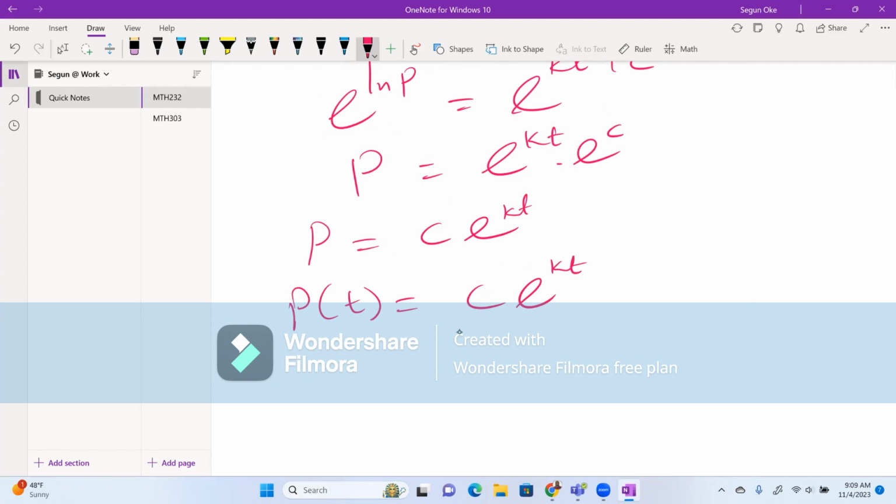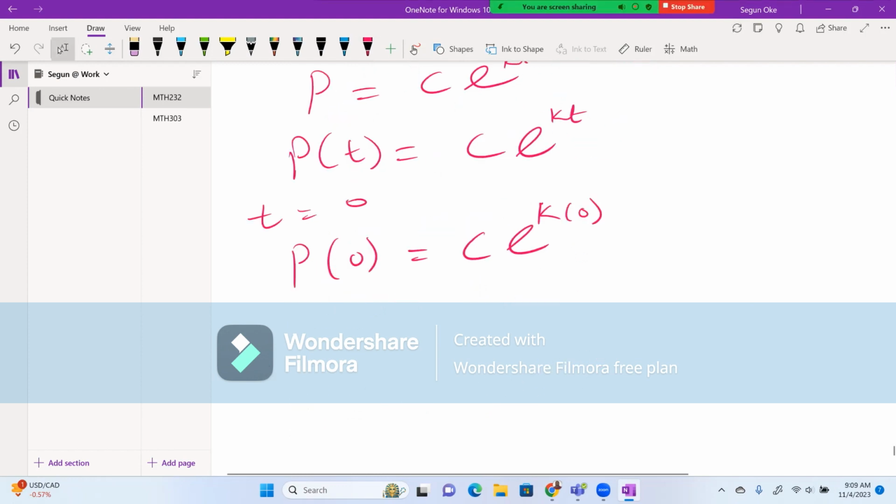Now, if T equals 0 at the initial condition, what do we have? We have P of 0 equals C exponential K times 0. Don't forget K times 0 is 0, and exponential 0 is 1. So we have P naught, which is P of 0, equals C.